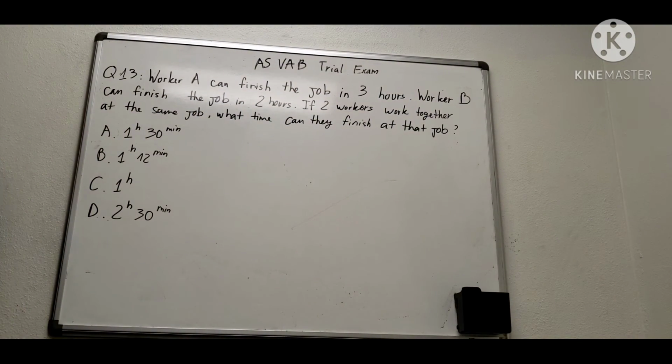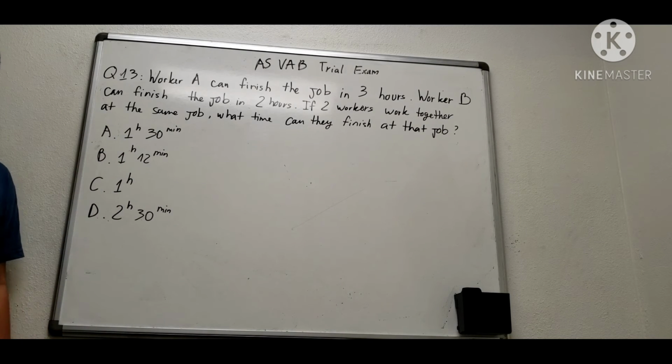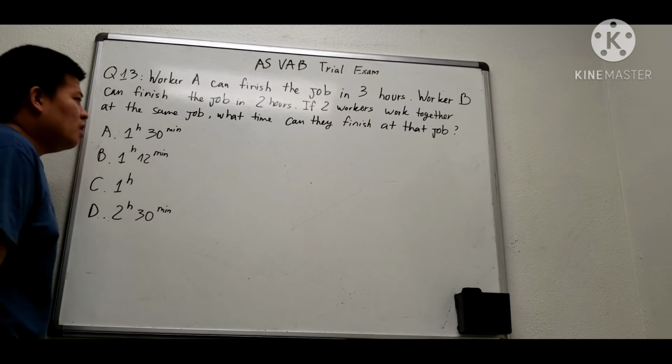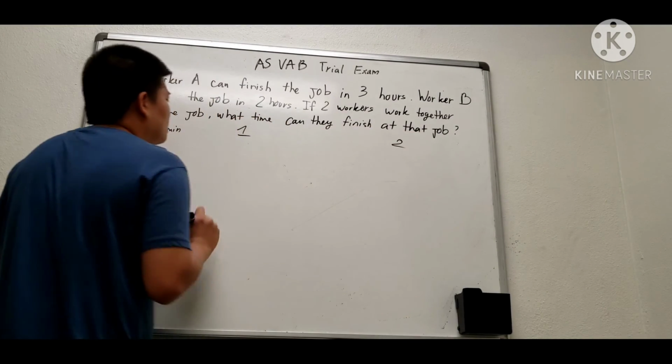Question 13. Worker A can finish the job in 3 hours. Worker B can finish the job in 2 hours. If the 2 workers work together at the same job, what time can they finish that job? So I will show two techniques, technique number 1 and technique number 2.